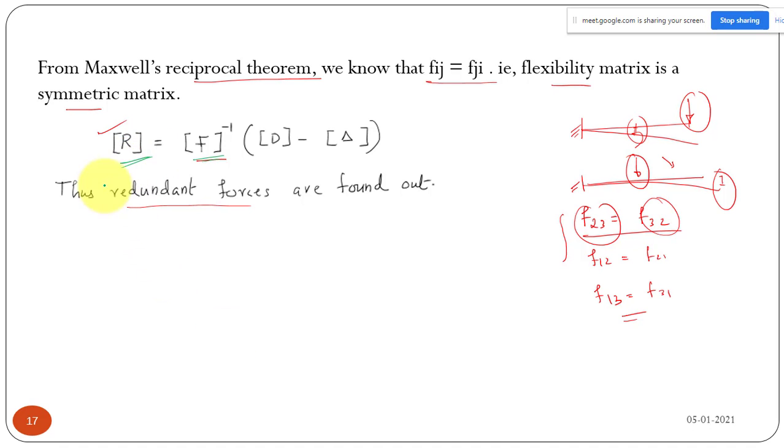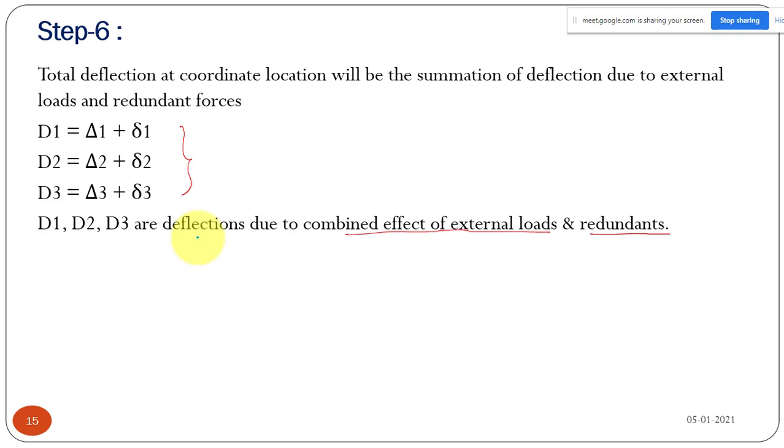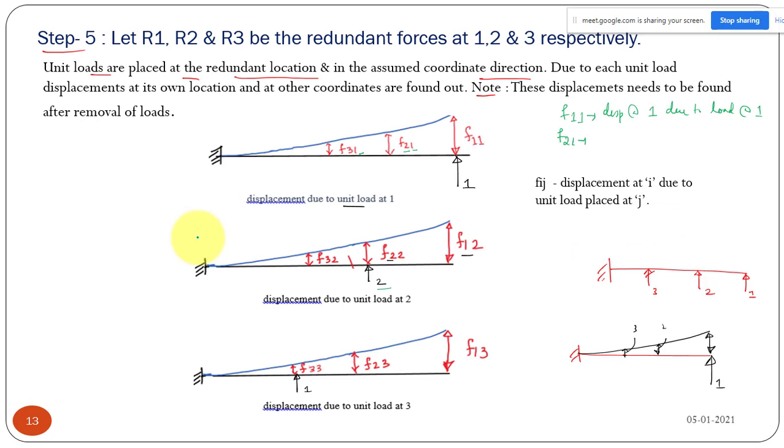If that is my objective, finally I have to solve for the unknown reactions. Then I can solve everything: I can get bending moment, shear force, all the results. That is the procedure in the flexibility matrix method. We will see this by taking some examples, and see how to solve a problem.